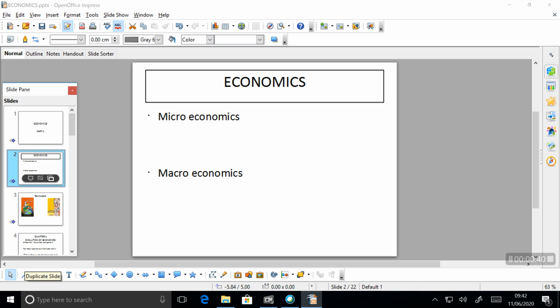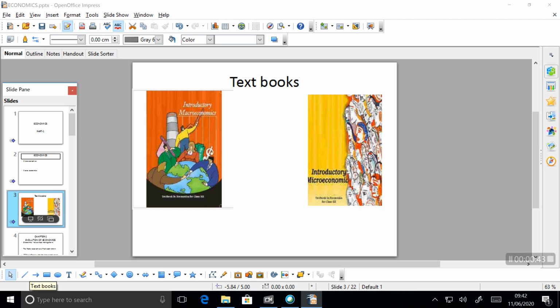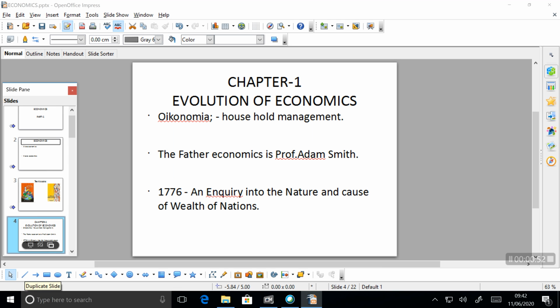In this year, we want to study microeconomics and macroeconomics. Now we learn microeconomics chapter 1. First of all, the word economics is derived from a Greek word oikonomia. It means house management. The father of economics is Adam Smith. In 1776, he published a famous book, An Inquiry into the Nature and Causes of the Wealth of Nations.